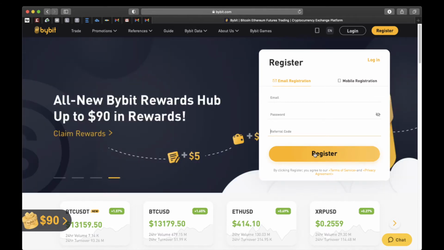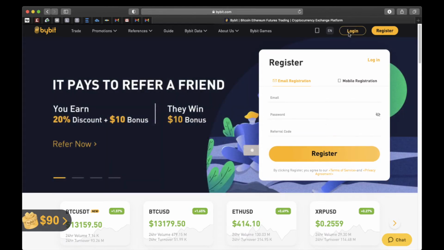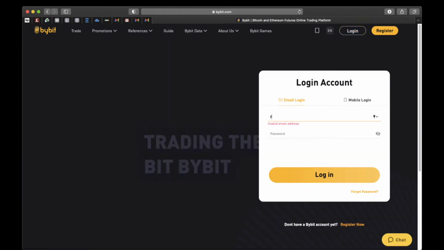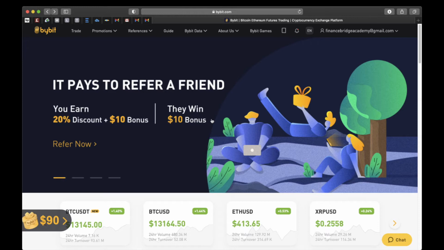Then you confirm whatever code is sent to you, and then you log in. Let me log in to this account. So for the purpose of this course, I already opened an account with the official email, and that's what we're going to be using. I already deposited some money into it. So this is what ByBit looks like.